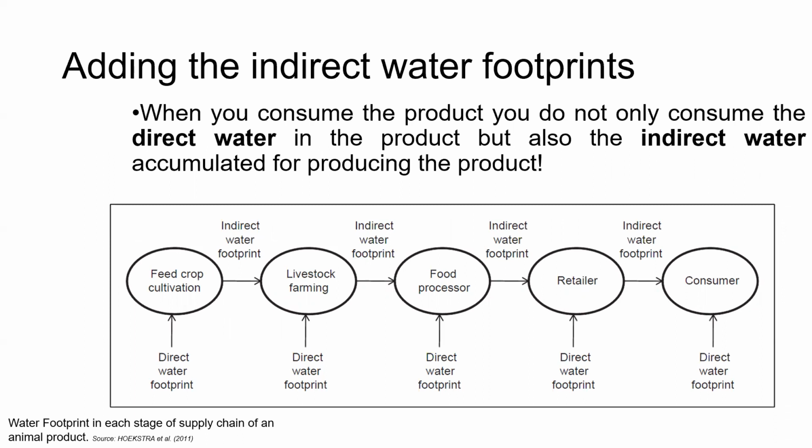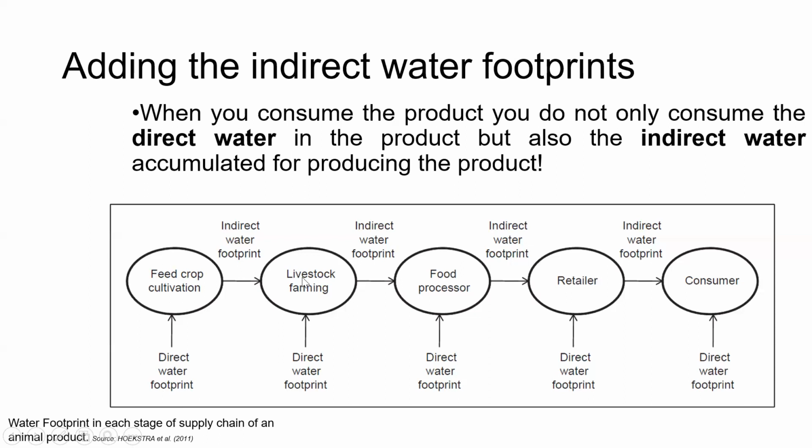So now, the water footprint in each stage of the supply chain of any animal product. Here you can understand one example: animal products. When we are consuming any product, we are not consuming only direct water, but also indirect water. First you can see feed, like in feed crop cultivation, like rice or wheat or anything we are going to utilize, that has already been cultivated somewhere and they are using water. So this is known as direct water footprint.